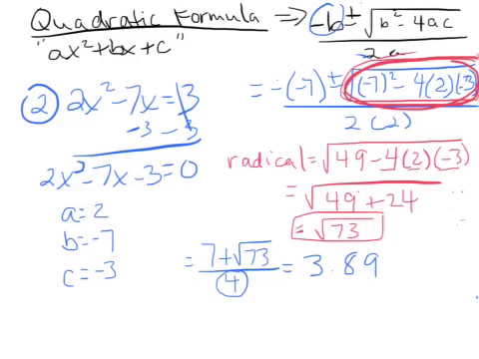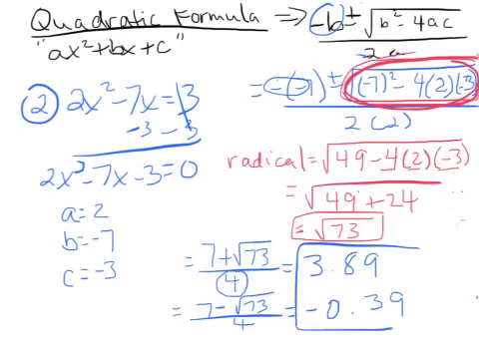My second answer comes from doing my negative b. And again, my negative b is a positive 7. So I have 7 minus the square root of 73. All of that divided by 4. And when I do first the 7 minus the square root of 73, evaluate that, and divide it by 4, I'm going to get negative 0.39. So my final answer would be 3.89 and negative 0.39.